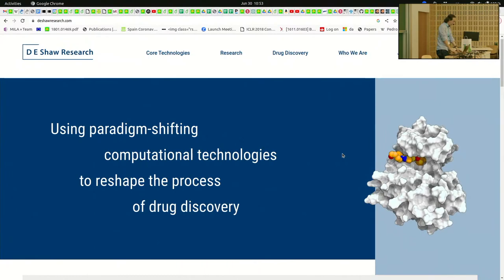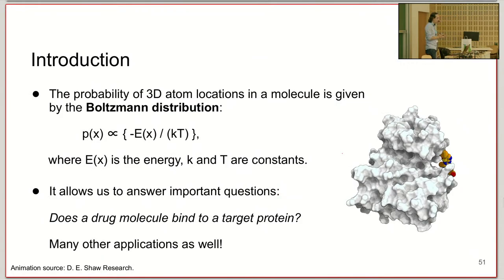So that's the idea here. You're going to have a probability distribution for the 3D location of atoms of molecules, and it's going to be related to the energy. This is called the Boltzmann distribution, and it's going to be minus the energy divided by some constant and the temperature. And capturing this distribution correctly is quite important because it tells you a lot about the properties of molecules. For example, if a drug-like molecule is going to bind to a target protein.